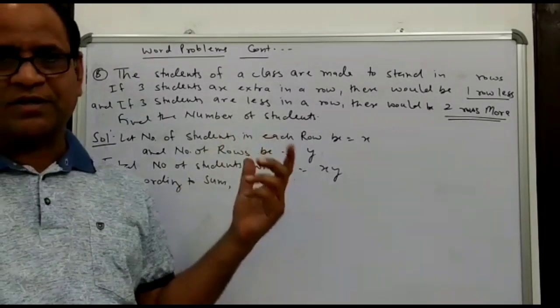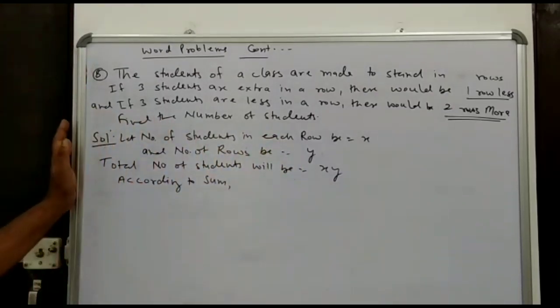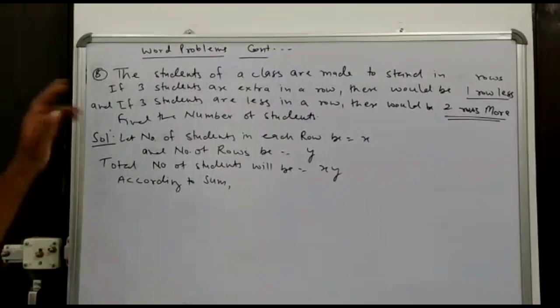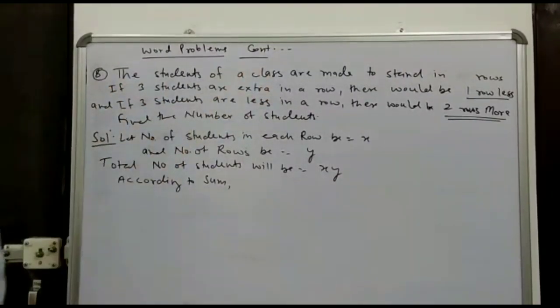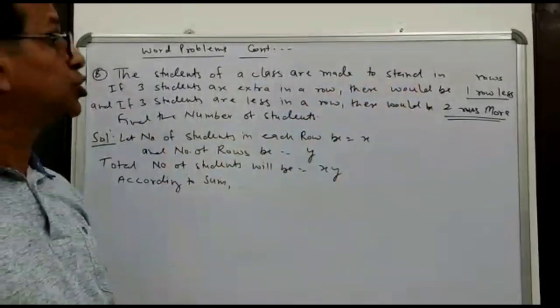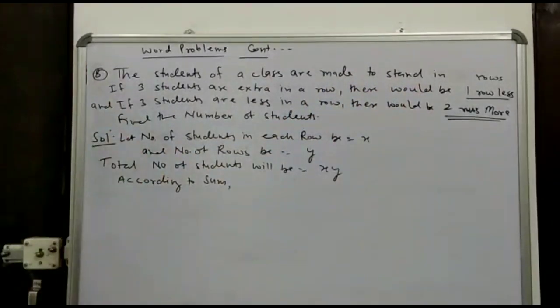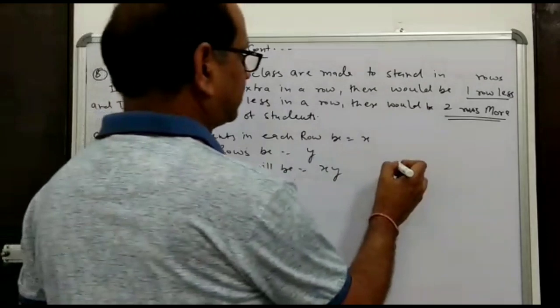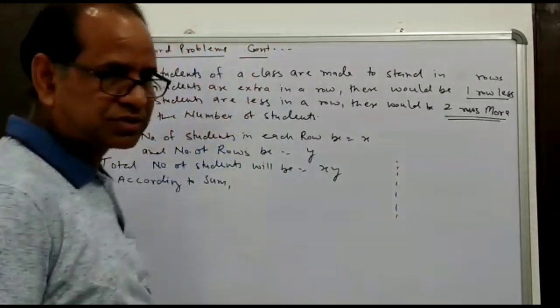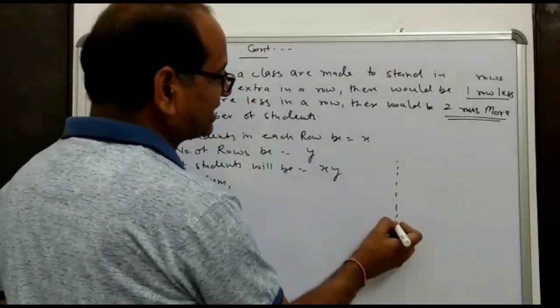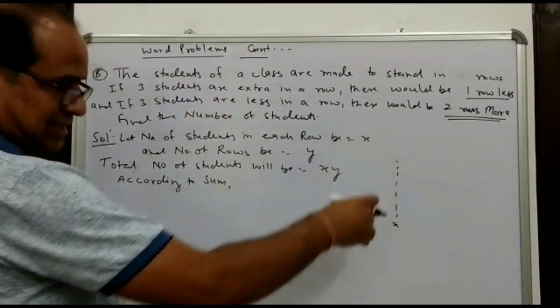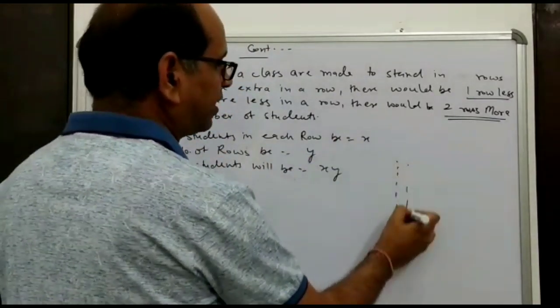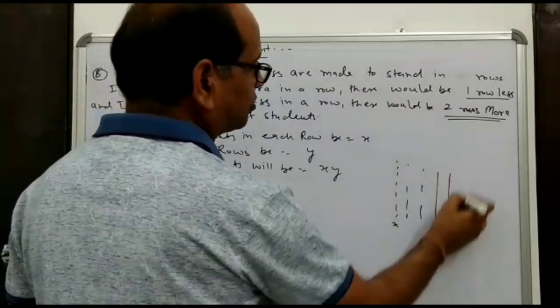Yes, students, now the last type of sum, and after this we will start a new chapter, and that is chapter number 4 in the next class. The students of a class are made to stand in rows. Now, the students are asked to stand in rows, and the total number of students in each row is x.